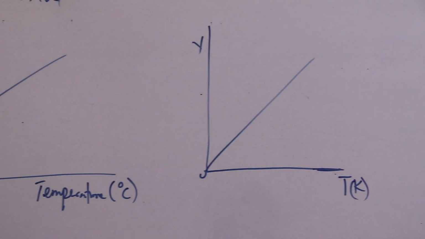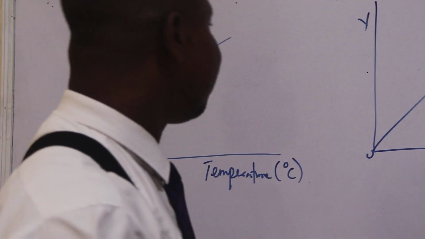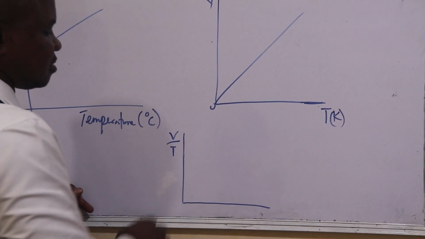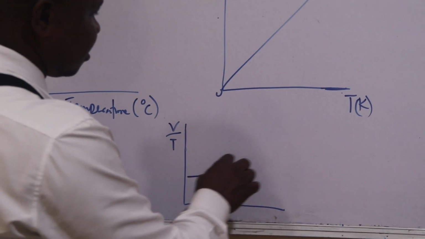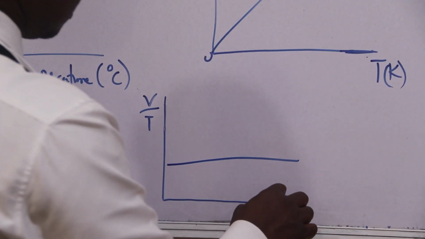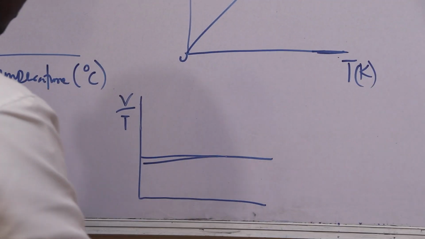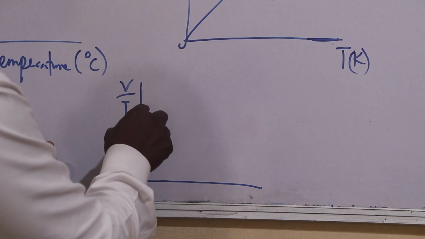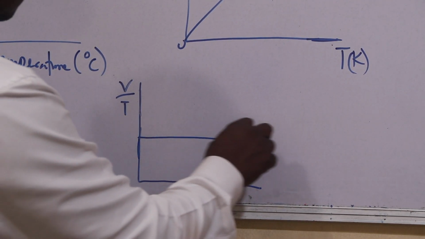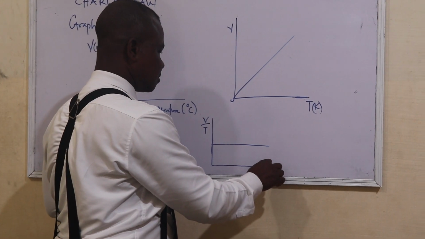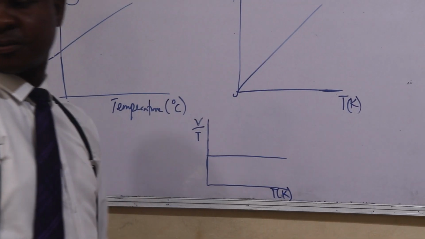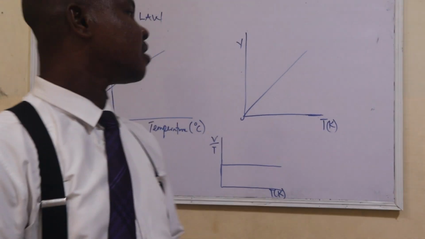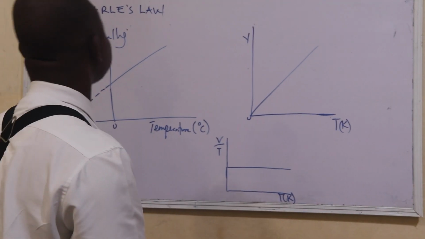While the last representation of Charles' law will be in this manner: V over T going straight to V over T. Alright, those are the graphical representations of Charles' law. Hope you get it. Good. So let's proceed quickly.